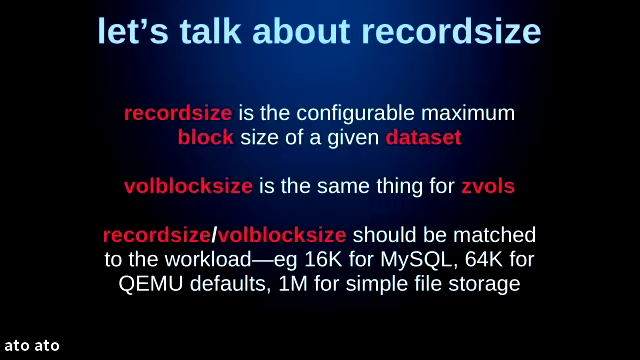Similarly, default QEMU VM images are going to be using the QCOW2 format. That's going to be written with a 64K cluster size. So again, you're reading and writing in increments of 64K. You want your recordsize to be 64K.